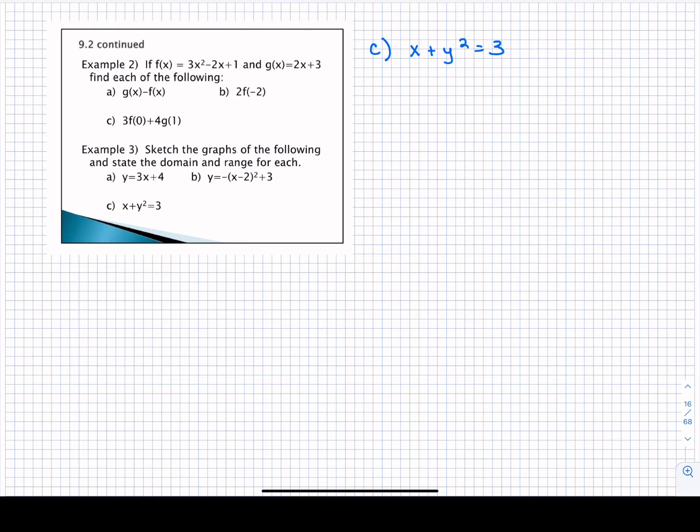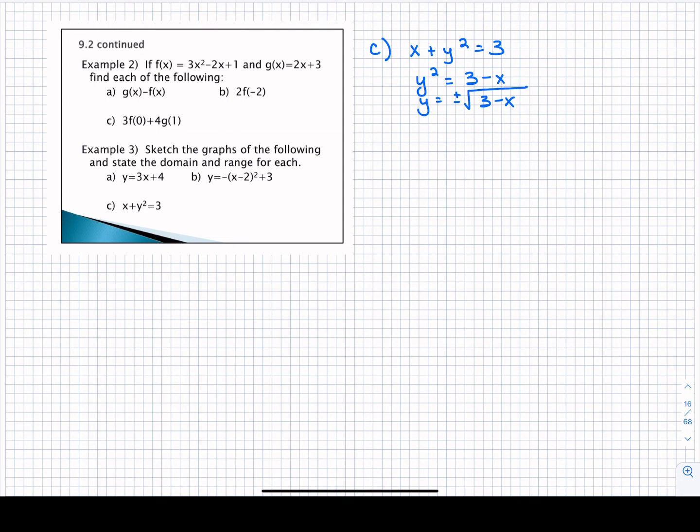If I get y by itself, I first want to start by taking y squared and subtracting x from both sides. So that's going to be 3 minus x. Now, if we want to get rid of a square, the opposite of squaring is square rooting. But remember, when you square root something yourself, it has to be plus or minus. So if I square root both sides, I'll get y equals plus or minus the square root of 3 minus x.